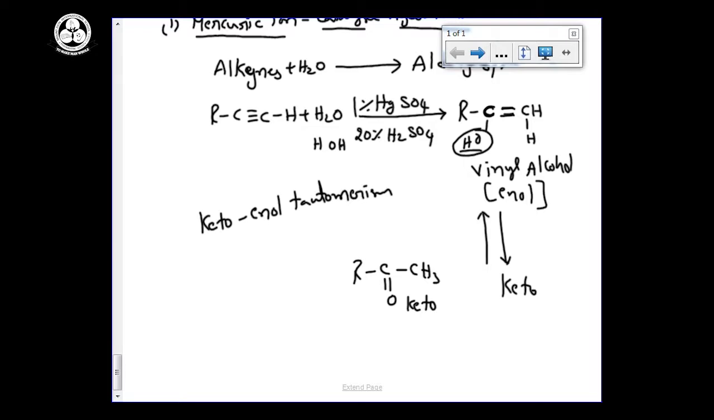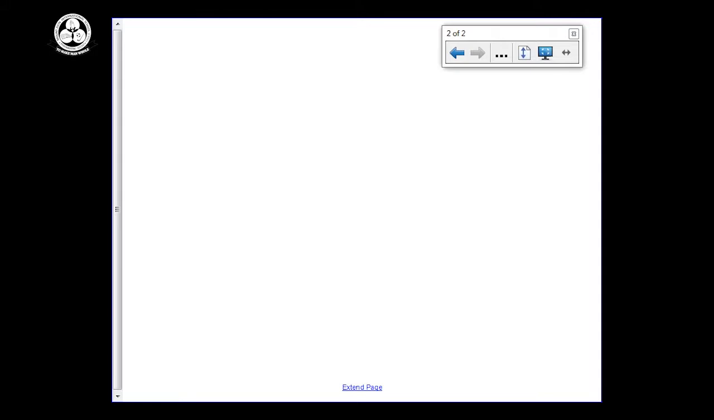Keto enol tautomerism. Keto form is more stable than enol form. This is the stable form. This is the unstable form. Unstable means, you can keep it in brackets, that is the transition state, intermediate. Keto form is converted into enol form. See the mechanism for this one. This is the general reaction I am saying. See the mechanism for this reaction.